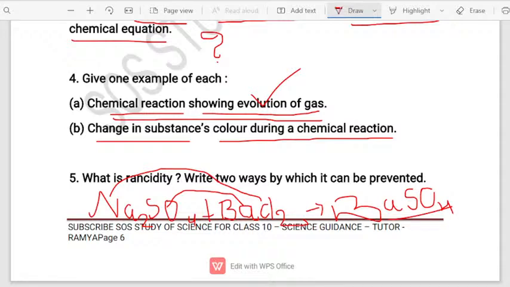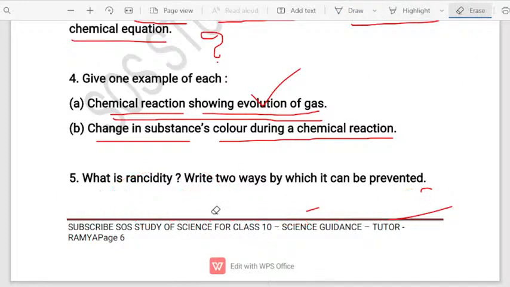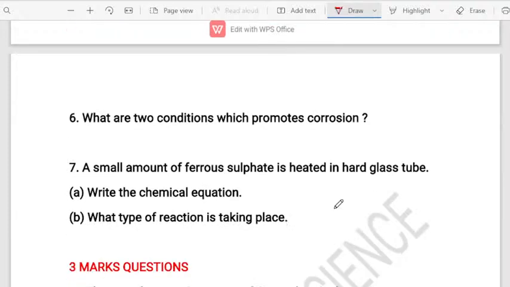Fine. Now let us go for the next concept. What is rancidity? Write two ways by which it can be prevented. You know, right? Rancidity means fats and oils get oxidized, and as a result their smell and taste change. That is what we call rancidity. Two methods to prevent it: I taught you 4 methods. One, I told you about adding antioxidants. And I told you about flushing with nitrogen gas, keeping the food in an airtight container, keeping the food in the refrigerator. I have told you so many. So you write any two. Okay? So let's go for the next question.